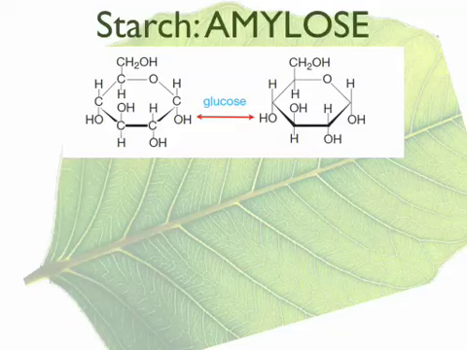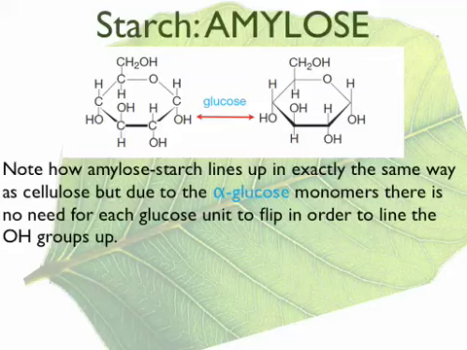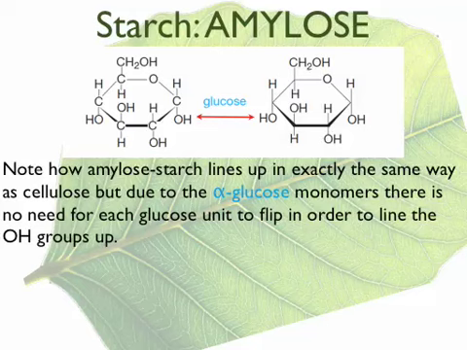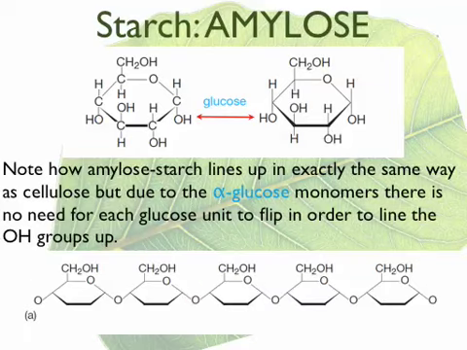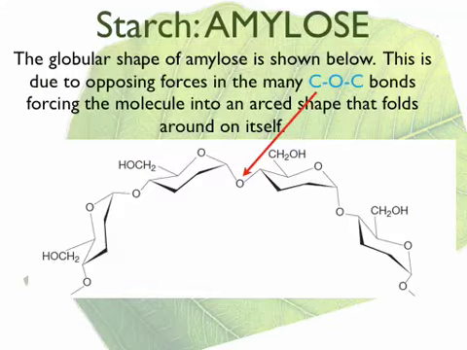This means that the hydroxide groups are already lined up. They can condense, emitting a water molecule, and they can then form the polymer or polysaccharide amylose. Note how amylose starch lines up in exactly the same way as cellulose, but due to the alpha-glucose monomers, there is no need for each glucose unit to flip in order to line the hydroxide groups up. Thus, we have amylose as a chain structure, figure A, all lining up with no flipping of the glucose molecule.